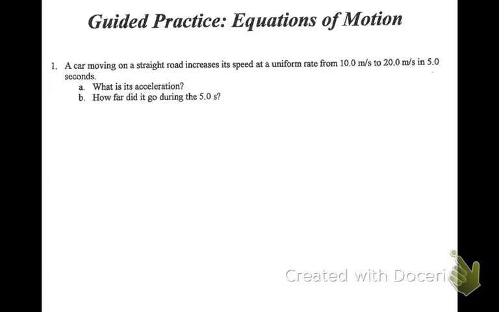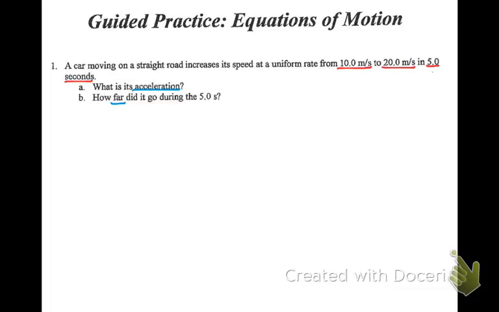Now let's get right into our guided practice here. So again, the difficulty of this is being able to pull the information out of the question itself and figuring out what's given, what are we trying to solve for, and what equation or equations we are going to have to use. So it says a car moving on a straight road increases its speed at a uniform rate from 10 meters per second to 20 meters per second in 5 seconds. Part A wants us to solve for the acceleration. What is its acceleration? And part B says how far did it go during the 5 seconds?